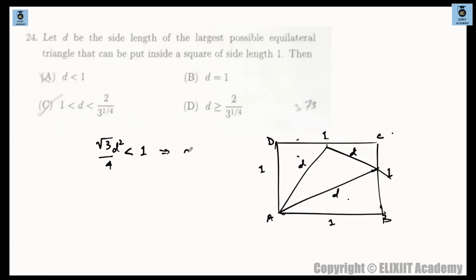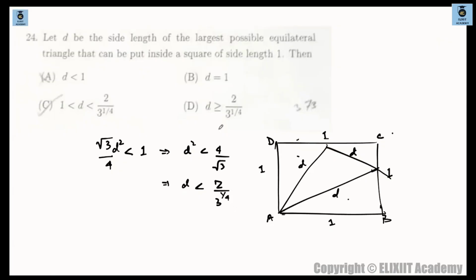So what can I say from here? d square must be less than 4 by root 3. So d is less than 2 by 3 to the power of 1 by 4. So d is definitely less than 2 upon 3 to the power of 1 by 4. So it seems like option C is correct. We just need to figure out the minimum value of d, the lower value of d as well.